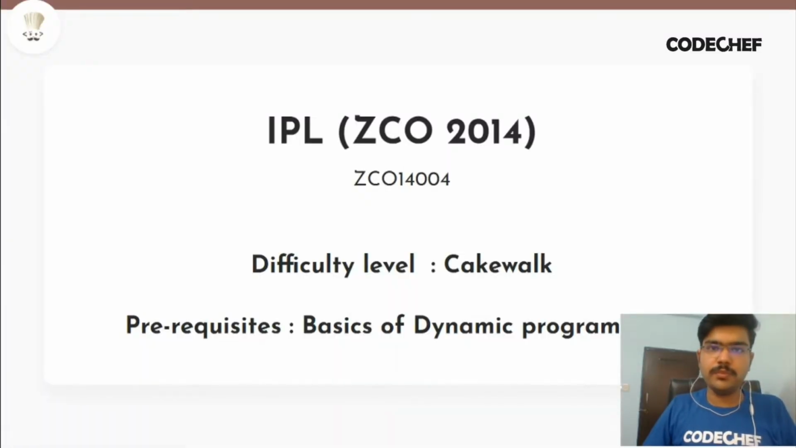Okay, so the problem that we are considering today is IPL, that is from ZCO 2014. The problem code is ZCO14004. The difficulty level of the problem is CAKEWALK and the prerequisite of the problem is basics of dynamic programming. So if you know something about dynamic programming, that will eventually help in solving the problem. But if you don't know about dynamic programming, then watch the video completely to understand the concept as well as the method that we are using to solve this problem.